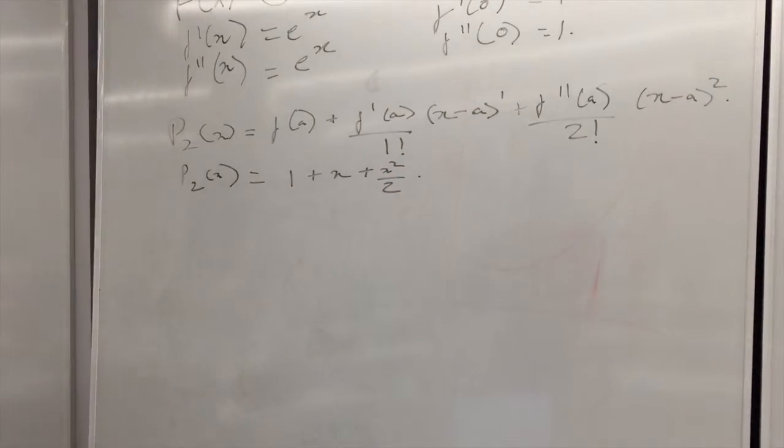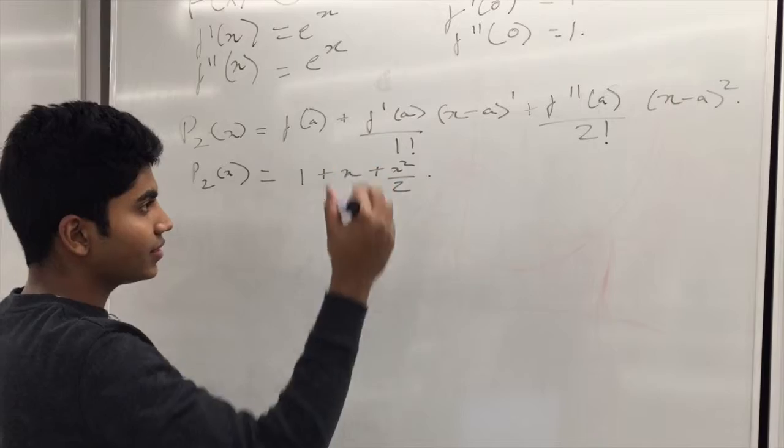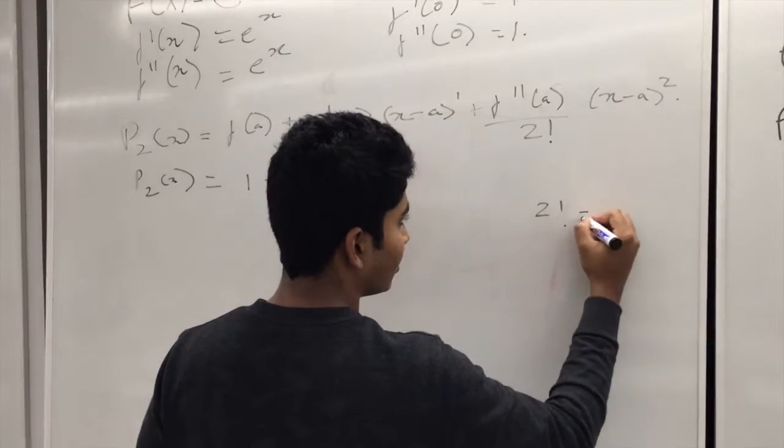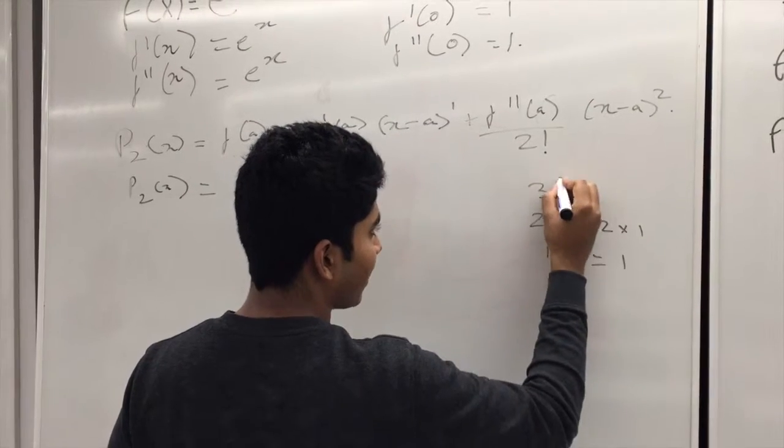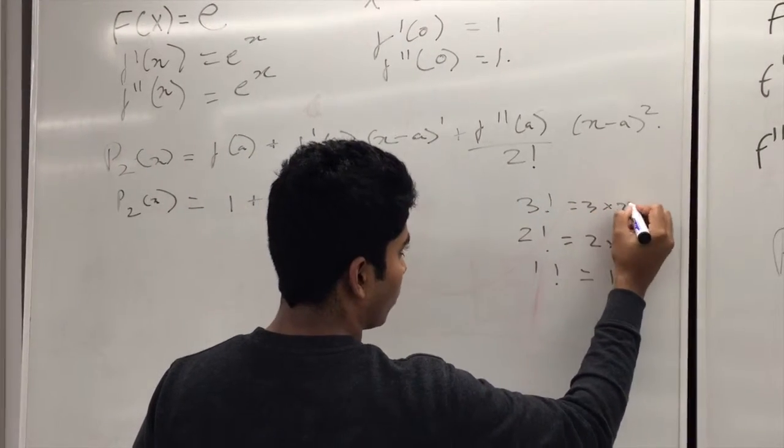And if some of the students don't understand what the factorial means, 2 factorial is basically 2 times 1, and 1 factorial is equal to 1. And if it's 3 factorial, it's 3 times 2 times 1.